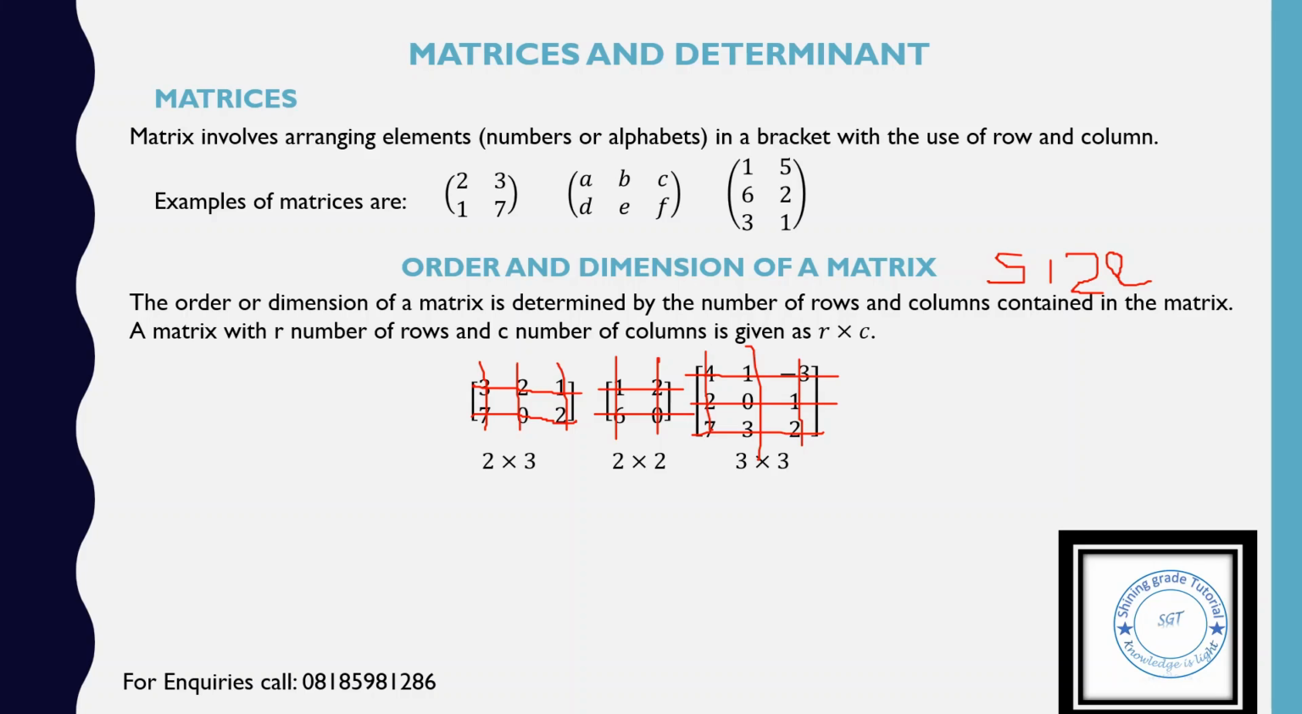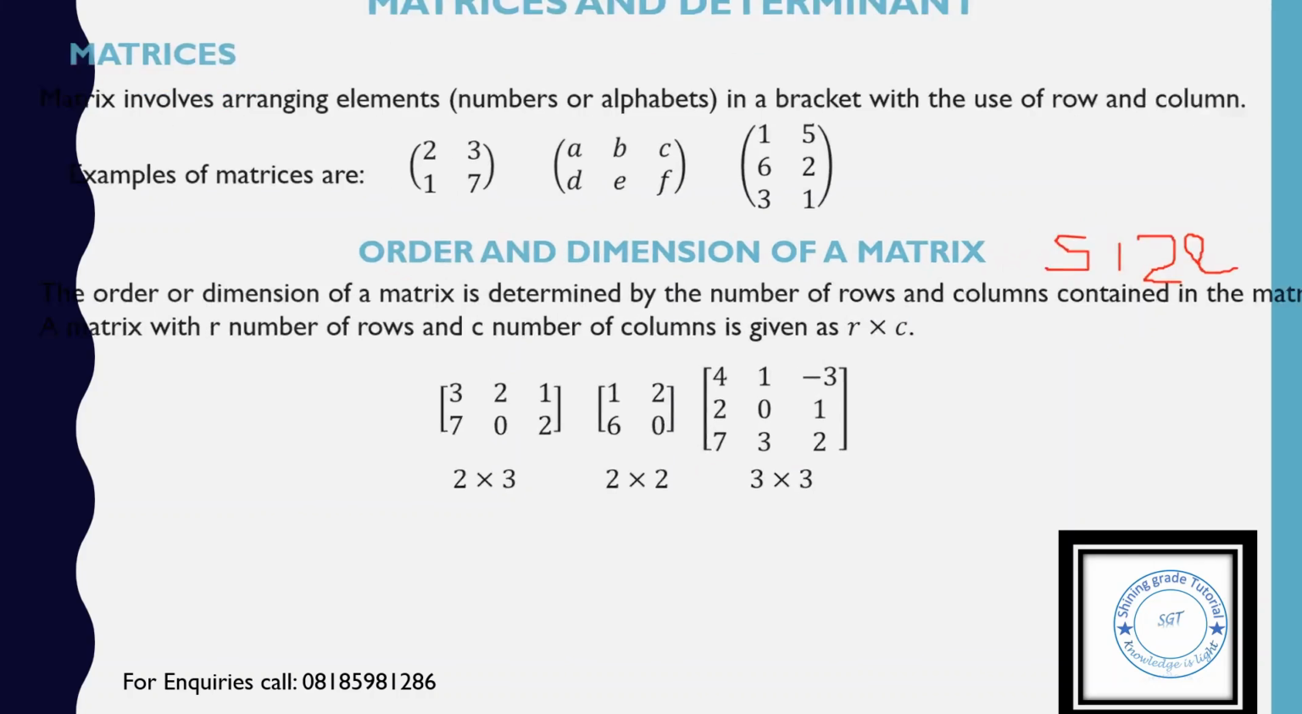That is just the idea of dimension, order, or size of the matrix. It all means the same thing. So you can talk about the dimension, the order, and the size of the matrix. I think that is perfectly understood.